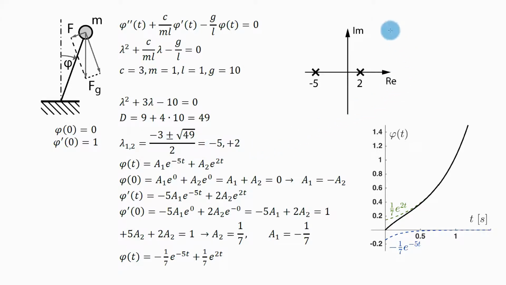When I plot them into the complex plane, I can see that one of the roots moved to the right-hand side of the complex plane. That means that my system will be unstable.